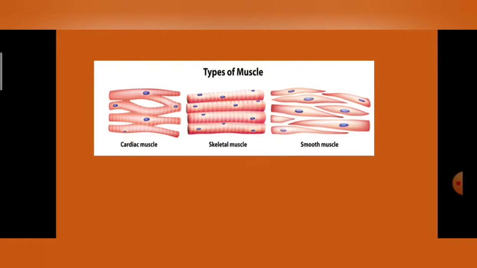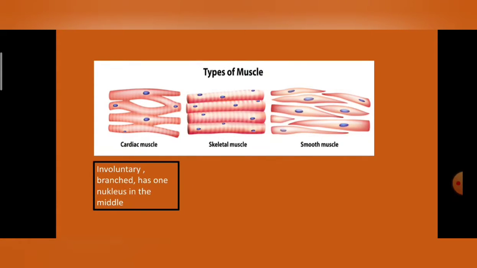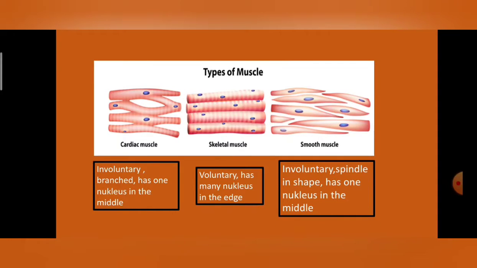Types of muscle consist of cardiac muscle, skeletal muscle, and smooth muscle. Cardiac muscle is involuntary, branched, and has one nucleus in the middle. Skeletal muscle is voluntary and has many nuclei at the edge. And smooth muscle is involuntary, spindle-shaped, and has one nucleus in the middle.